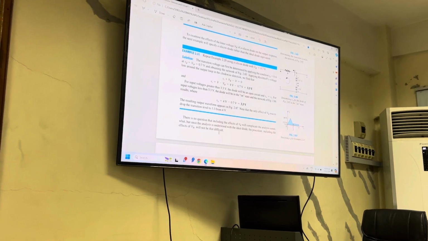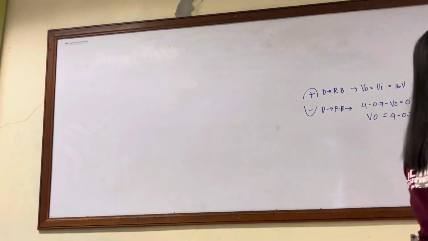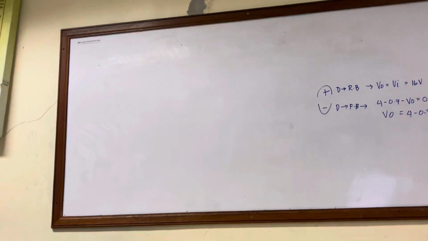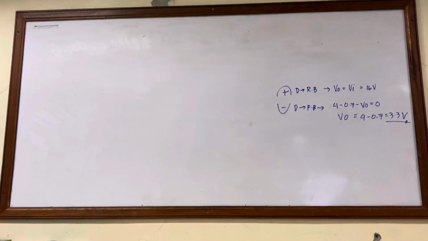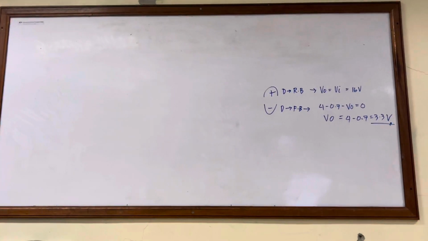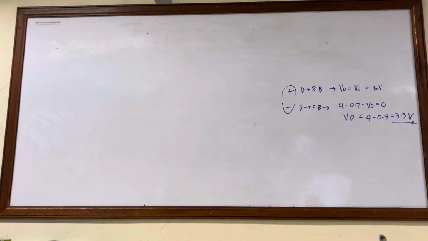Okay. So for the graph, okay? So it starts with the forward bias. Because our diode is forward biased, during forward bias the output is 3.3 volts. During the reverse bias condition it is 16, and during forward it is 3.3. Okay, we're doing the practical approximation, class.